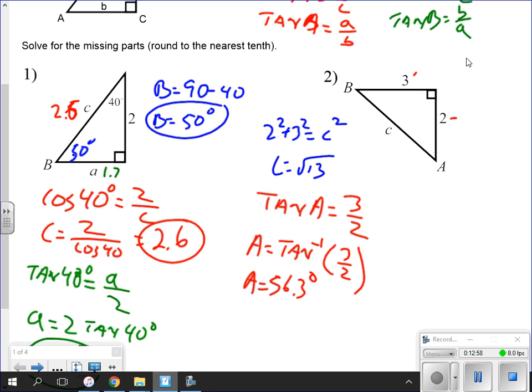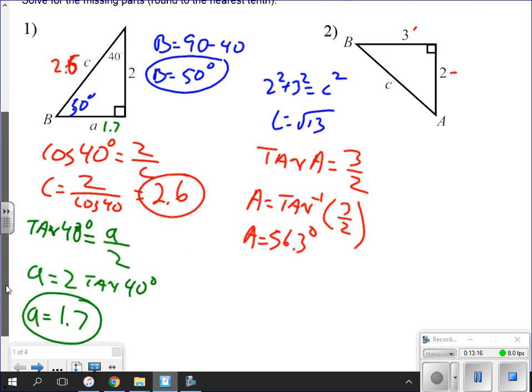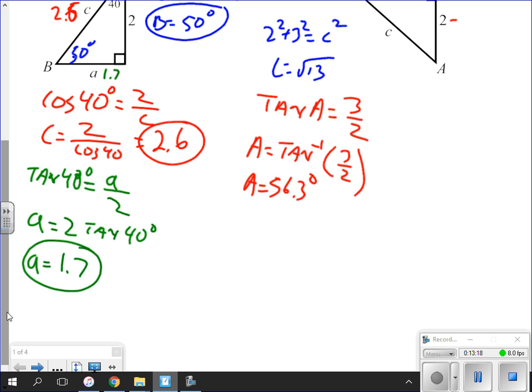How can I find angle B? Well, I can do 180 minus 90 minus that, but I could just do, because there are two acute angles, 90 minus 56.3, that's the easy way. You could set up a trig function and do that if you wanted to. I wouldn't. B equals 90 minus 56.3, and that would give you 33.7 degrees. Piece of cake.